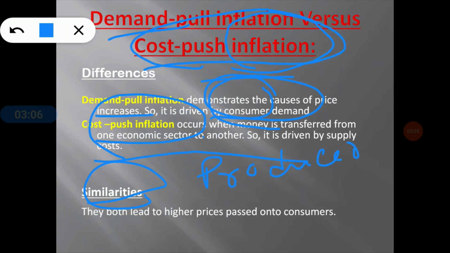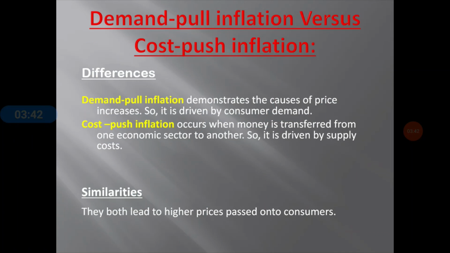Between the two types of inflation, they both lead to higher prices, which are passed on to the consumers. Again, prices increase due to an increase in raw material prices, an increase in labor cost, or due to demand forces. So producers will increase the product's price, and it is passed on to the consumers only, not the producer. Clear? So I think it is clear to everyone.